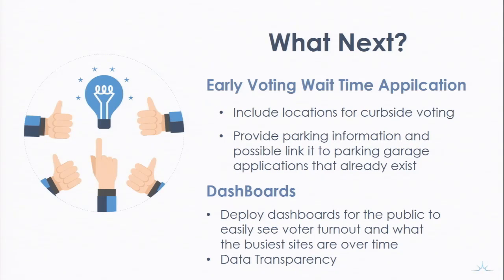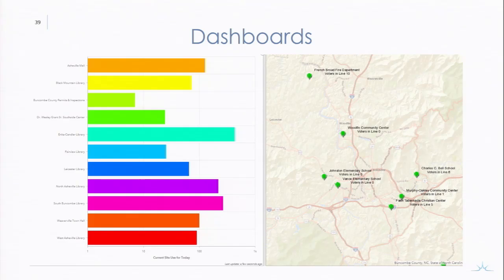We'd also like to do some stuff with dashboards. We'd like to deploy dashboards for the public to easily see voter turnout and what sites are the busiest over time, and also to provide more data transparency. This is just a really simple dashboard that shows all the different polling locations and what the use was for that day, and it could help voters decide, well, I might want to go to one that's kind of slow today. And it would be updated in real time.